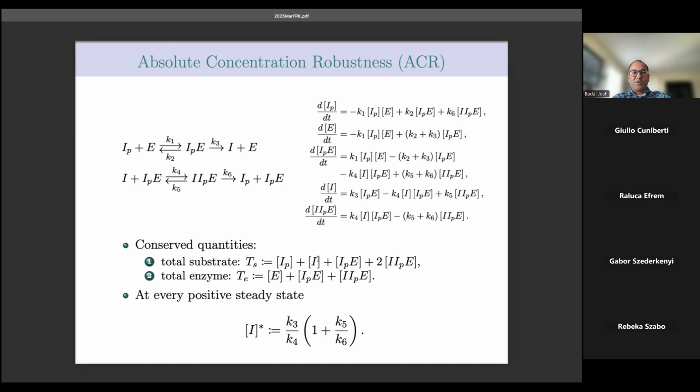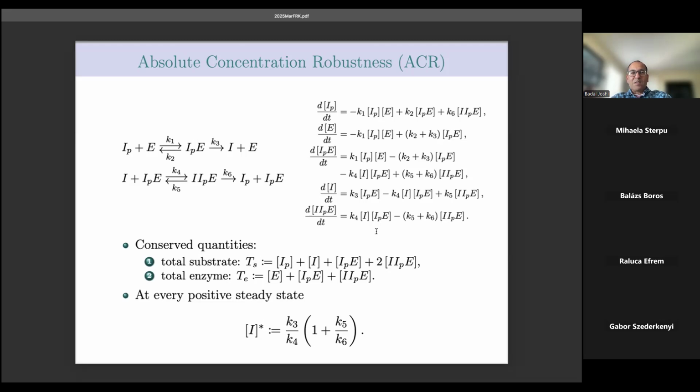So even though substrate may change form, the total substrate is always the same. It's independent of time, and the same with enzyme. The other thing you can do is solve for a positive steady state, and you find that the concentration of the species I is this function of rate constants, right? So in particular, this concentration of I at a steady state does not depend on the total substrate or the total enzyme, right? So even though these concentrations can vary, that's kind of novel or surprising, right? Because here I appears in this conservation law for total substrate, but somehow its concentration at steady state remains invariant while the others are changing.